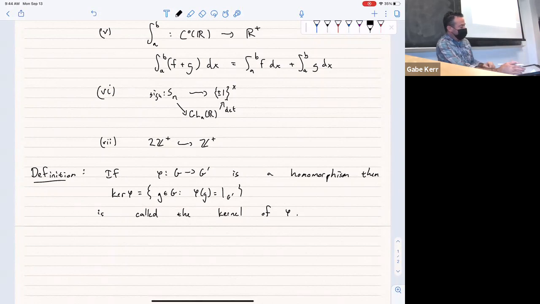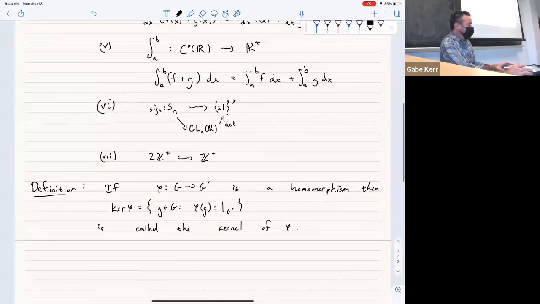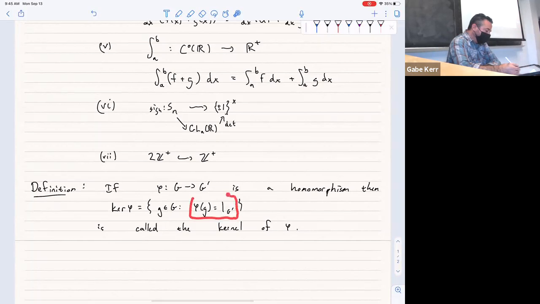What you're asking about is the kernel of differentiation. The kernel of differentiation consists of all constant functions, the set of all functions that go to the additive identity 0, and that is non-trivial. What is that thing on the right there? Phi of g equaling the identity of G prime. This is a group, so the identity of G prime is in there. So it's the set of all of the elements in G that are sent to that identity.